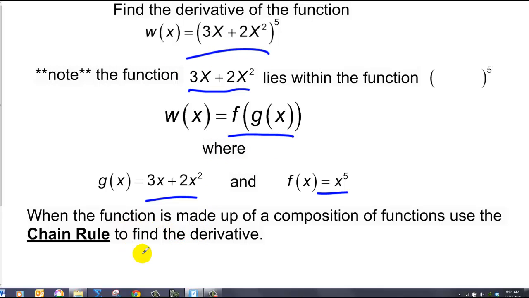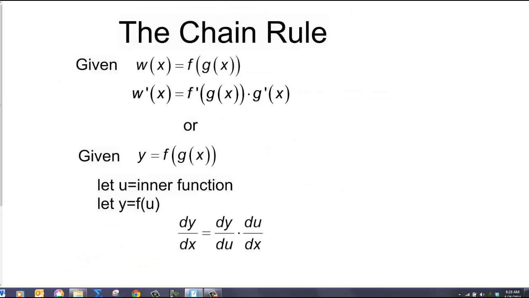Whenever we have a composition of functions, we're going to use something called the chain rule. So what is the chain rule? The chain rule states that if you've got a composition, then the derivative of that composition is actually the composition of the derivative of the outside function multiplied by the derivative of the inside function. I like doing it this way.